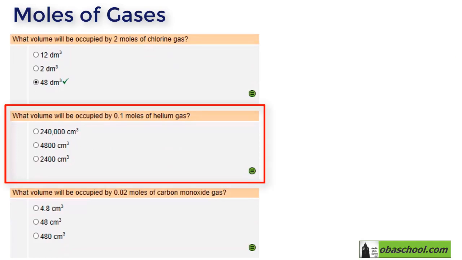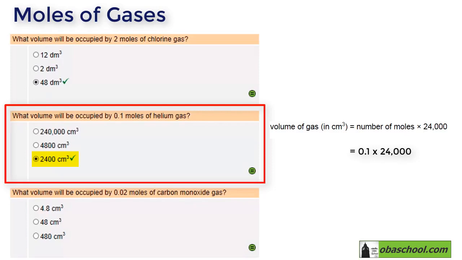What volume will be occupied by 0.1 moles of helium gas? Excellent! 2,400 centimeter cubed. We multiplied 0.1 moles times 24,000, giving us 2,400 centimeter cubed, which is the volume occupied by 0.1 moles of helium gas. Once we understand the equation and how to rearrange it, applying it becomes much easier.